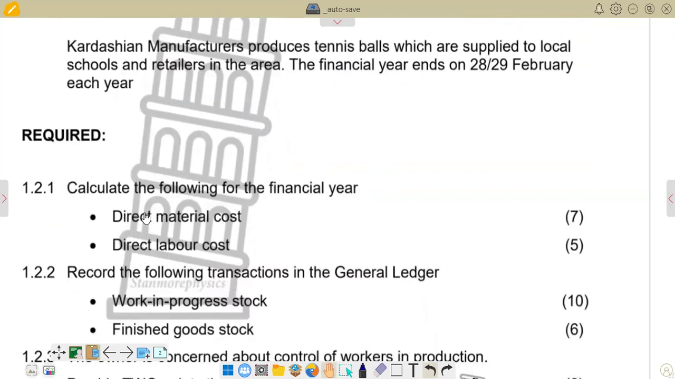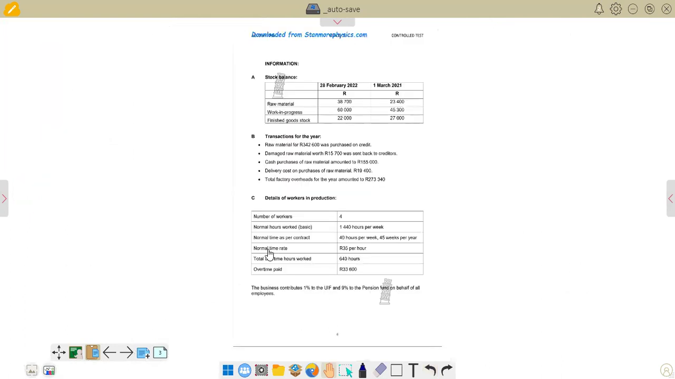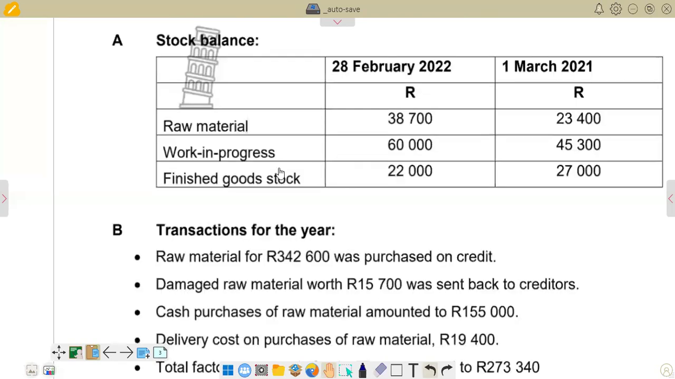We're going to start with our direct material cost, which is 7 marks. So we go to our question to see what details we are given that can lead us to the calculation of direct material costs. You'll see that this is the information we are given that can lead us to calculate the figure for direct material cost.